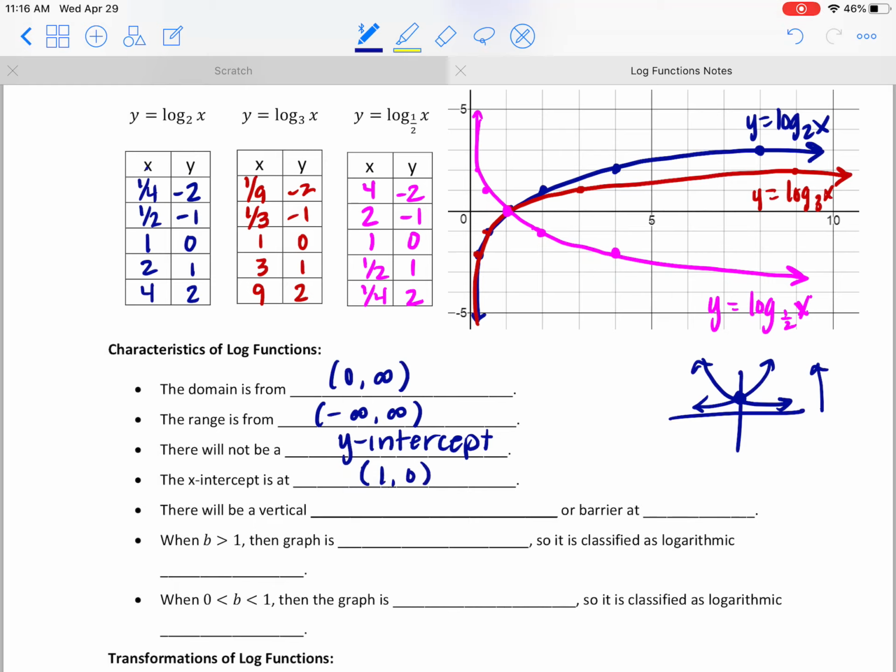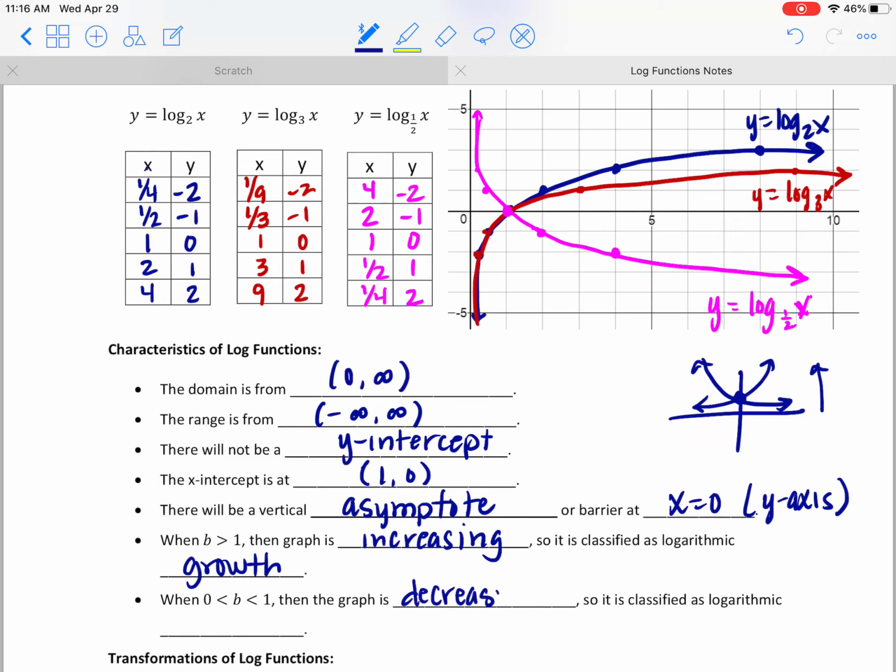And then with the exponentials, we saw a y-intercept at 1 and no x-intercept. Well, the reverse happens here. There will not be a y-intercept for these graphs, and there is an x-intercept at (1, 0). And then instead of a horizontal asymptote at 0, this is going to be a vertical asymptote specifically at x equals 0, which is the y-axis. When b was bigger than 1, that's the log base 2 or log base 3, we call that an increasing graph. Because those graphs were increasing, we call it logarithmic growth. And when the base is between 0 and 1, like the base of 1/2, then the graph was decreasing, and we would call that logarithmic decay. So very similar to what we saw before, just everything happening in the other direction, okay?